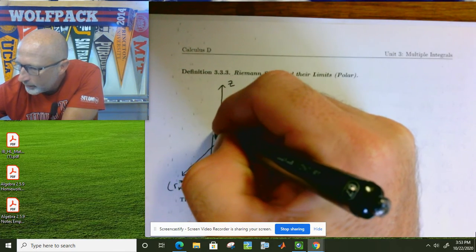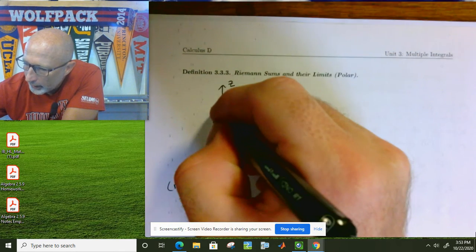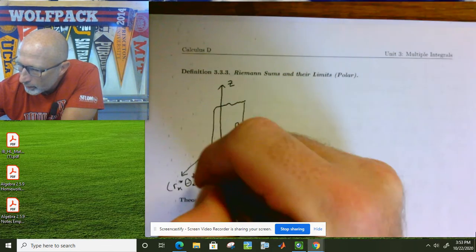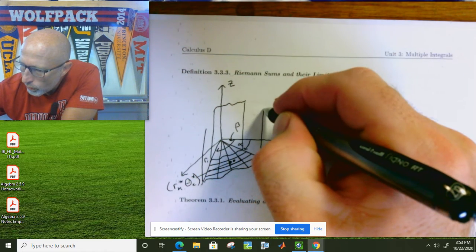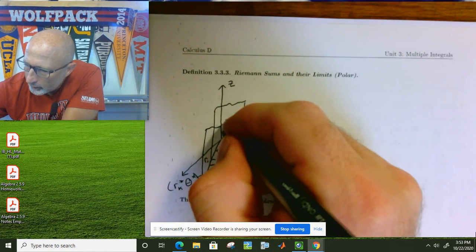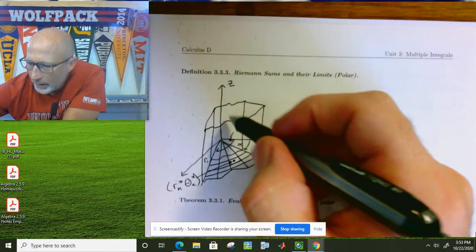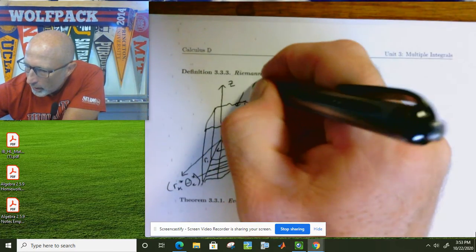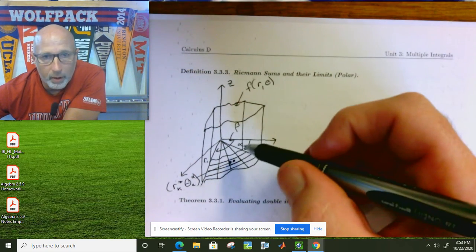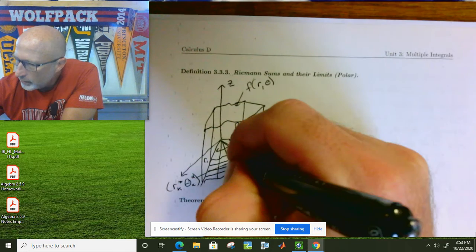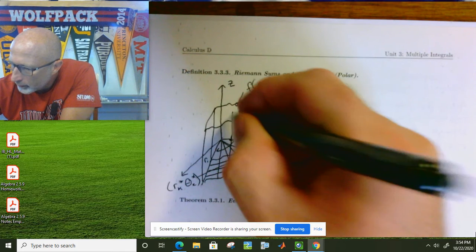So I'm going to pretend on top of here there's some sort of canopy. It might go something like this, and it goes there, and it goes there. So this is going to be the curve, whatever f of r, theta is. What we're going to do is find the volume underneath this curve, and we're going to do this by making a whole bunch of these parallelepipeds.